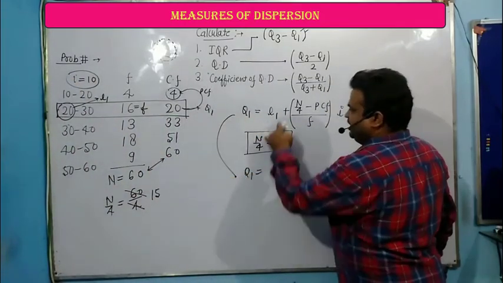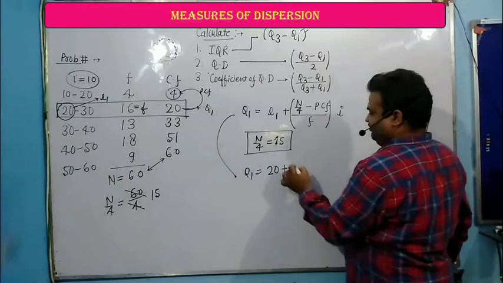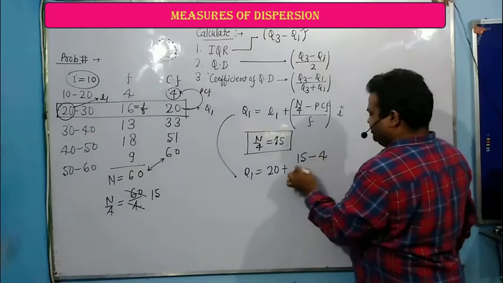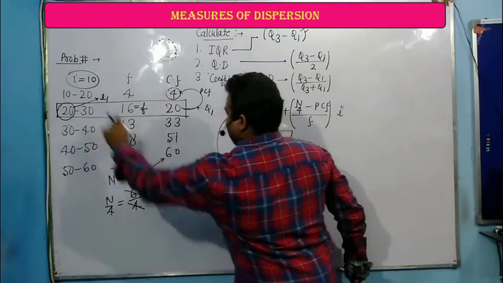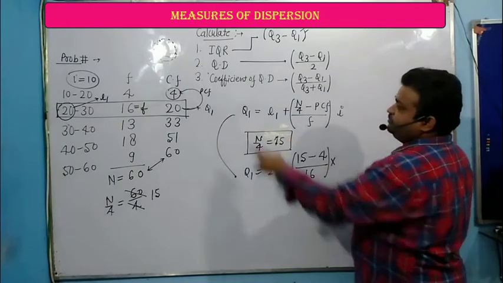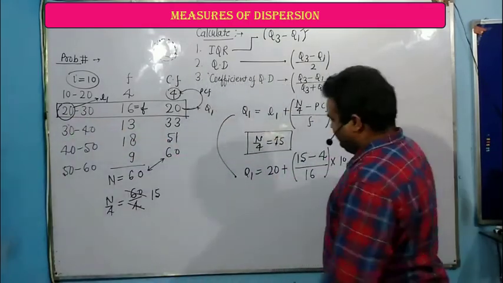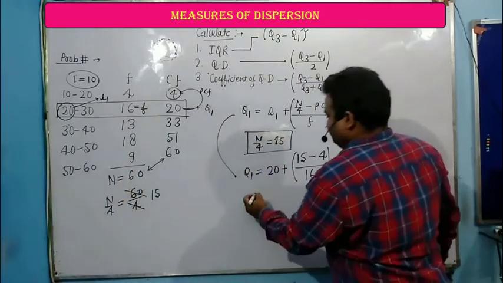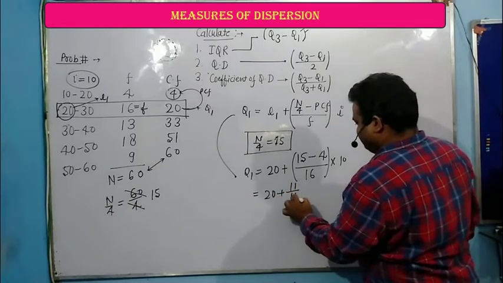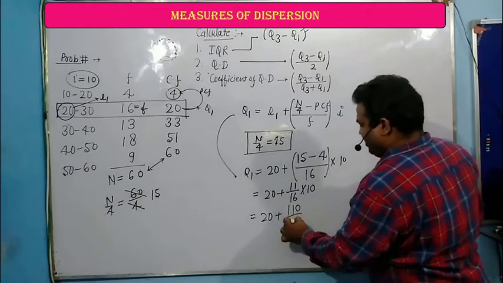So Q1 will be: L1, the lower limit of the class interval, is 20, plus n by 4, the deciding parameter, is 15, minus the previous cumulative frequency just before this class, divided by f. F is the frequency of the selected class interval, which is 16, multiplied by I. I is 10, the difference of the lower limit and higher limit: 30 minus 20 comes 10. So this value is 20 plus 15 minus 4 comes 11, divided by 16, into 10. So this is 20 plus 110 divided by 16.